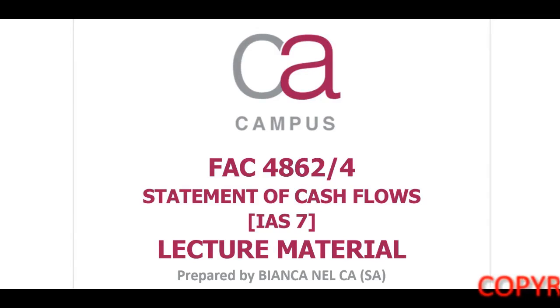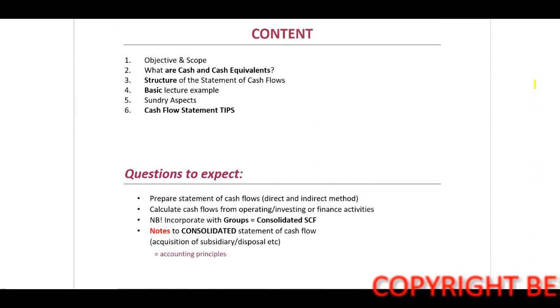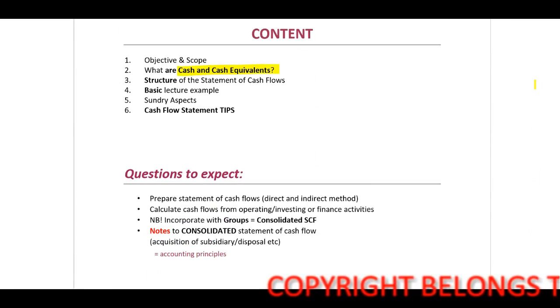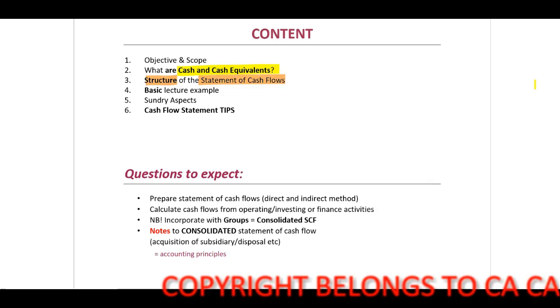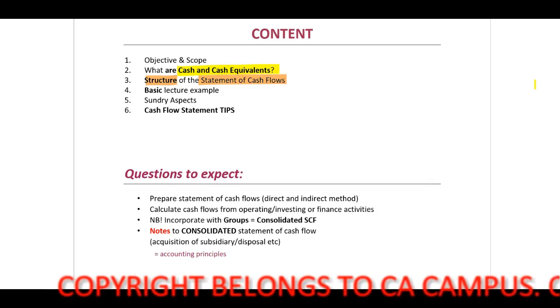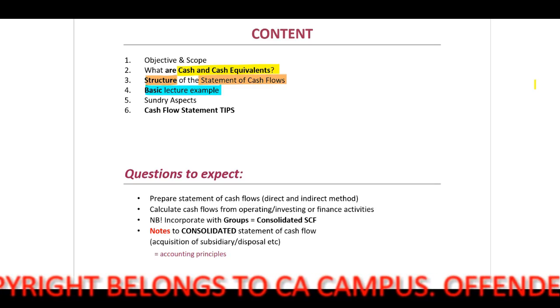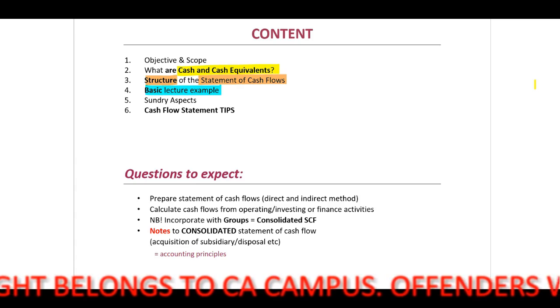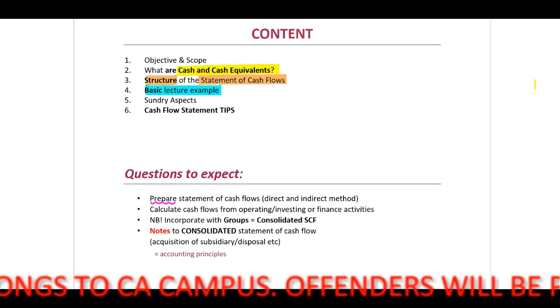Welcome to our lecture on IAS 7 Statement of Cash Flows. In this lecture, we will look at what are cash and cash equivalents. We will spend quite a lot of time on the structure of a statement of cash flows to ensure that you understand the structure. And then we will work through a basic lecture example incorporating all of the important relevant principles.